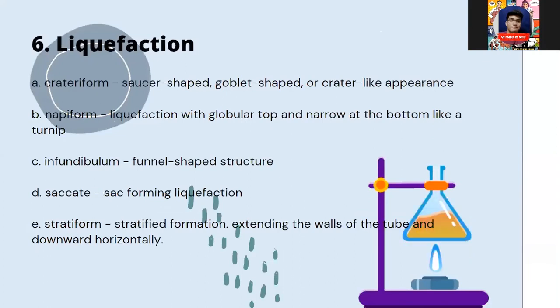Next characterization is the liquefaction. We have the crateriform. Crateriform is saucer-shaped, goblet-shaped, or crater-like in appearance. Next is napiform. Liquefaction with a globular top and narrow at the bottom, like a turnip. Next is infundibuliform, funnel-shaped structure. Next is saccate, sac-forming liquefaction. And lastly, we have the stratiform, stratified formation extending to the walls of the tube and downward horizontally.